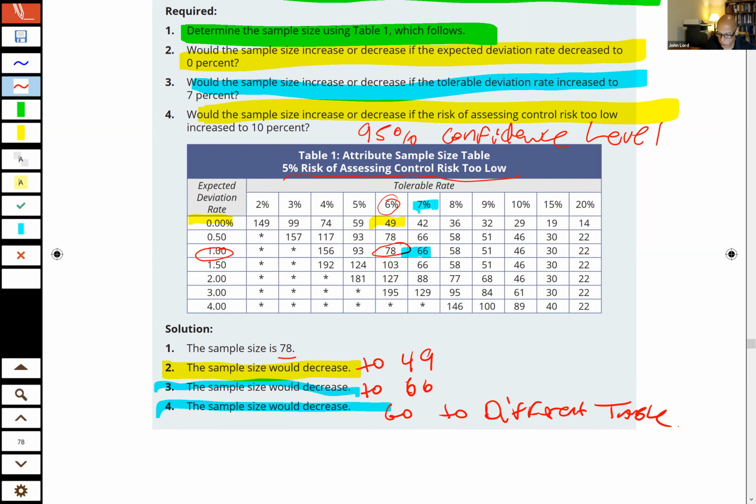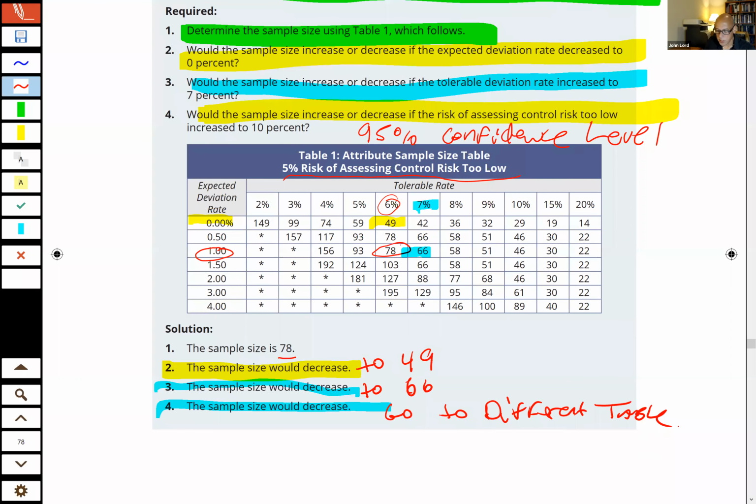If I went from a risk of assessing control risk too low of 5% to 10%, I just increased the chance that I'm going to make a mistake. So I don't need as big a sample size. Okay, so does the term risk of assessing control risk too low correlate to tolerable rate? Is that the same term? No. Risk of assessing control risk too low is making a wrong decision about the control.